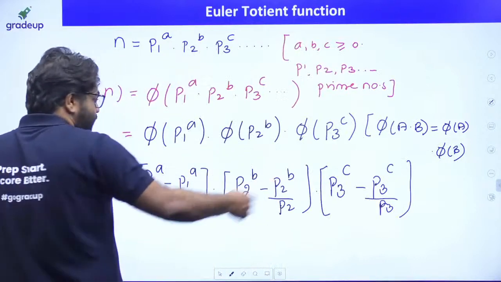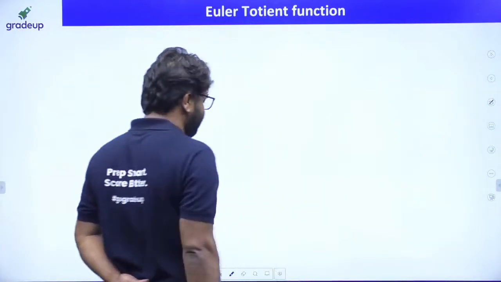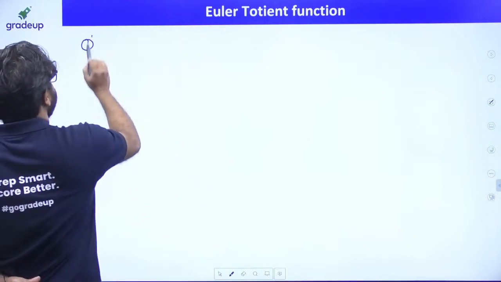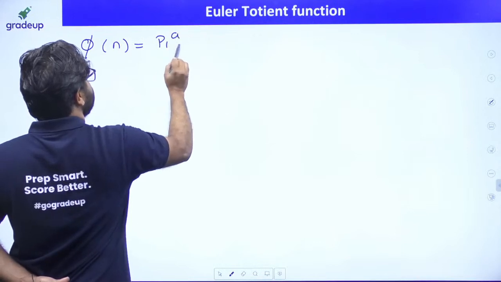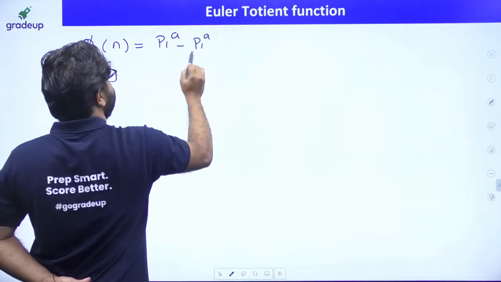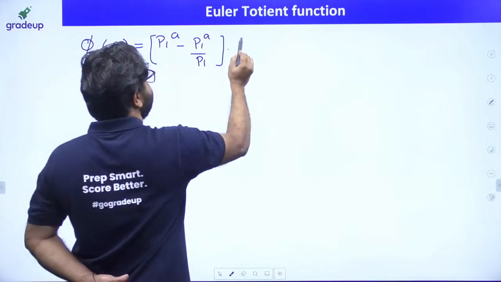So let's consider this is the whole situation that I got. Now what I can write over here is something like this: the totient function of n can be written as P1 raised to A, and then P1 raised to A divided by P1, and this whole thing. After that, what will you be getting?